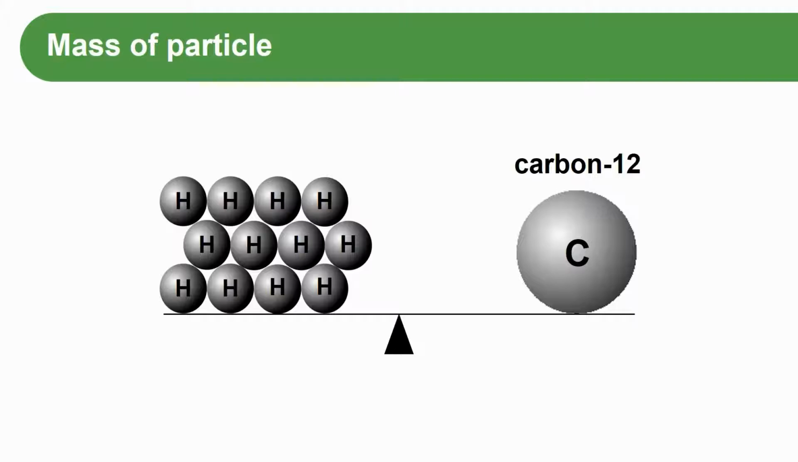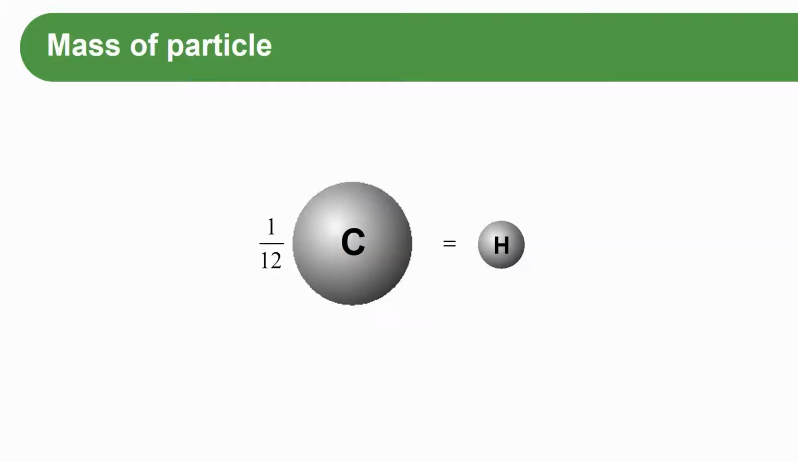Now this is the comparison of mass using carbon-12. One carbon-12 atom has the same mass as 12 hydrogen atoms because carbon-12 has 6 protons and 6 neutrons, whereas one hydrogen has only 1 proton. We can also say one hydrogen atom has the mass of 1/12 of one carbon-12 atom.